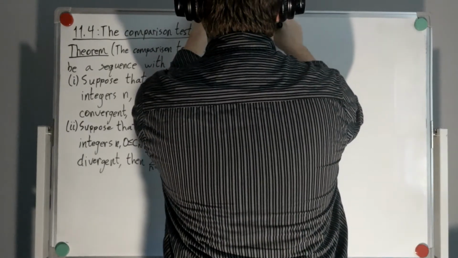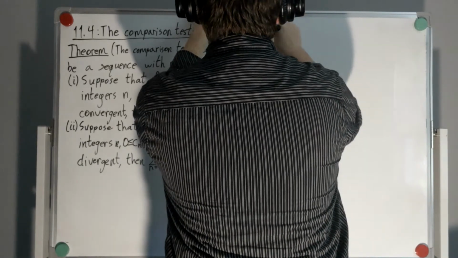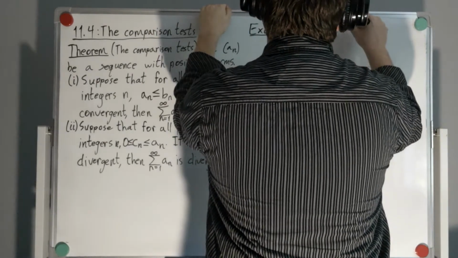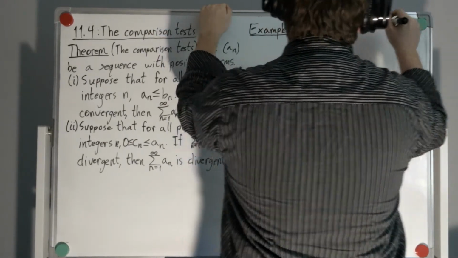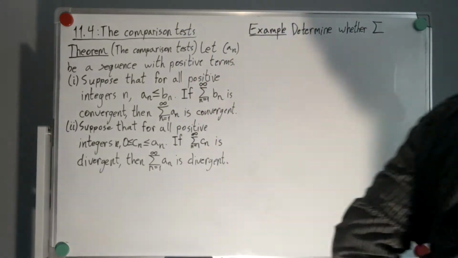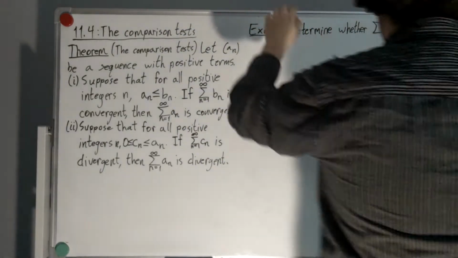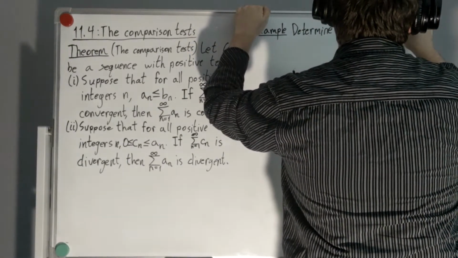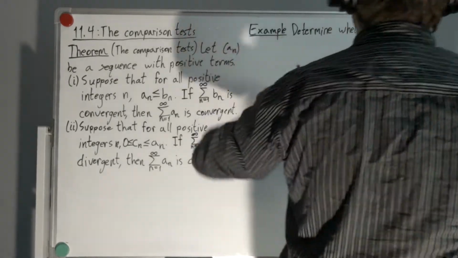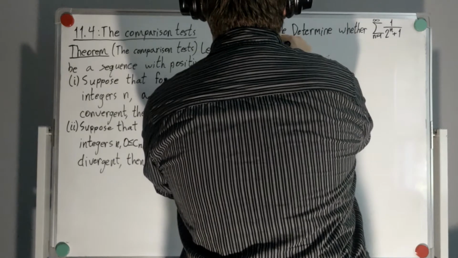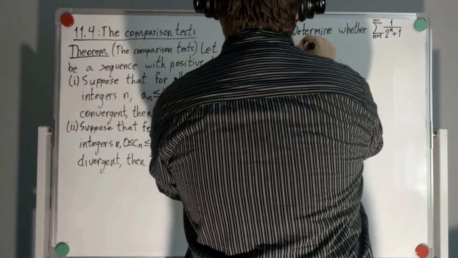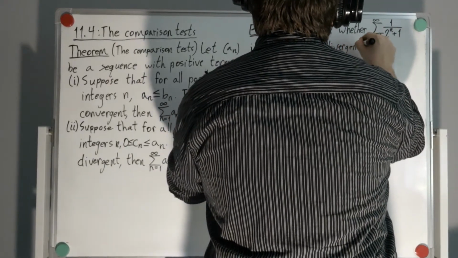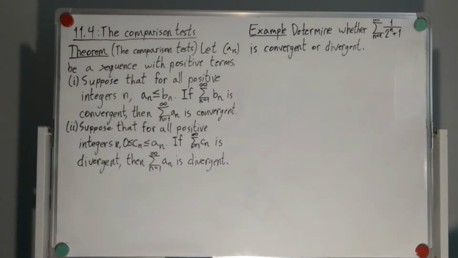So, example, determine whether the infinite series sum from n equals 1 to infinity of 1 divided by 2 to the n plus 1 is convergent or divergent.